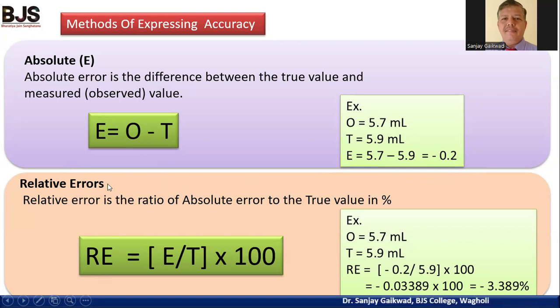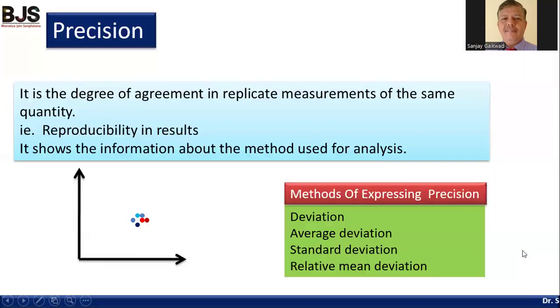0.2. These errors can be compared with other measures like relative error. The relative error is the ratio of absolute error to the true value. Therefore, relative error is equal to absolute error divided by true value times 100, expressed as a percentage. For this same example, the relative error is 3.389%.